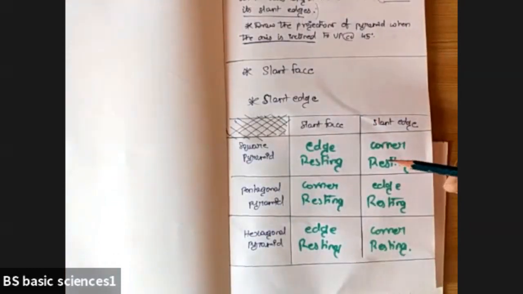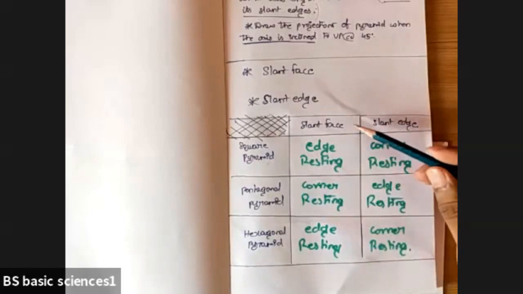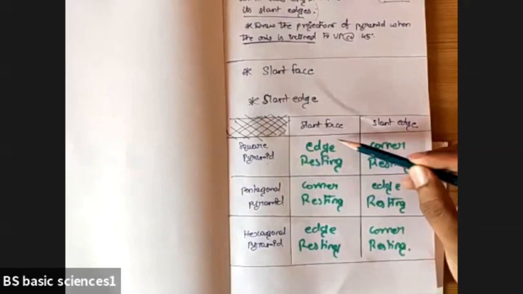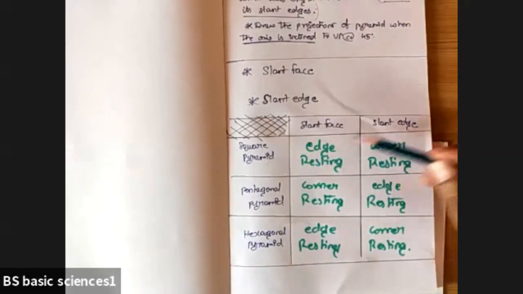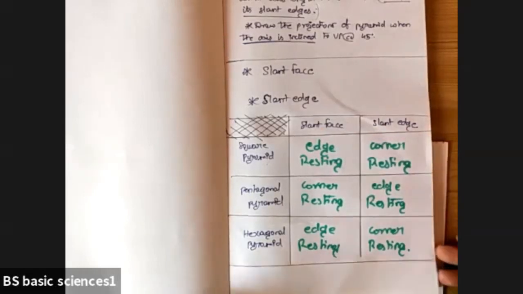If in the problem he says that a square pyramid is resting on HP with one of the slant face, then the first condition will be existing. If he says it is resting on HP with one of the slant face, these conditions you have to follow. I'll just send this to you after the class.